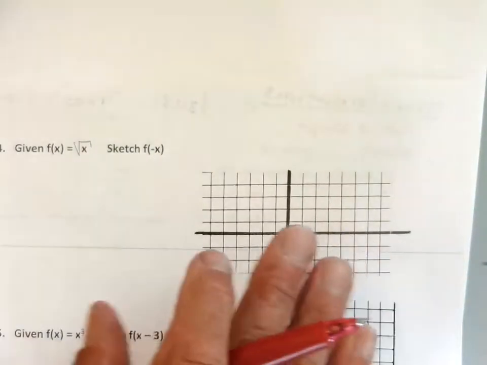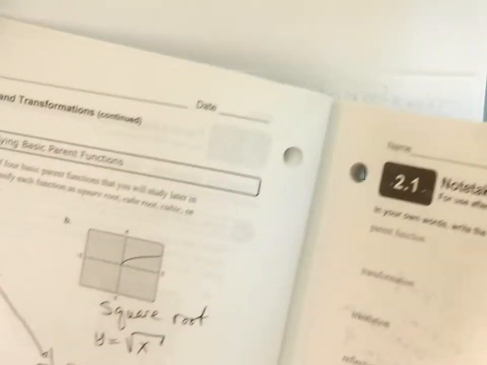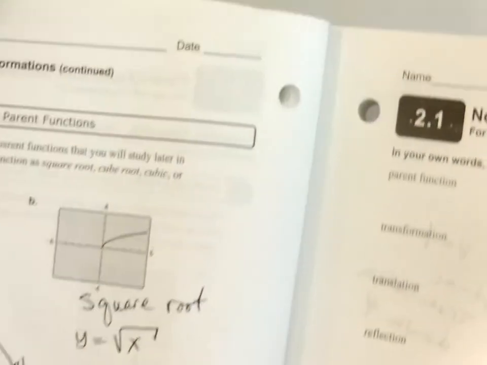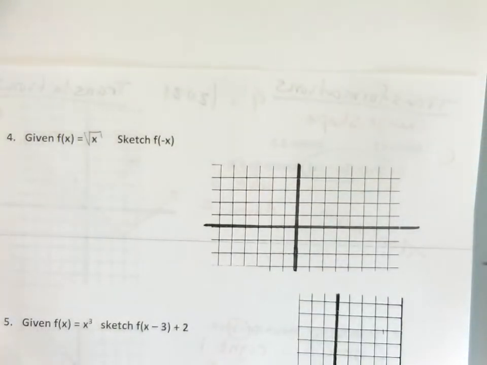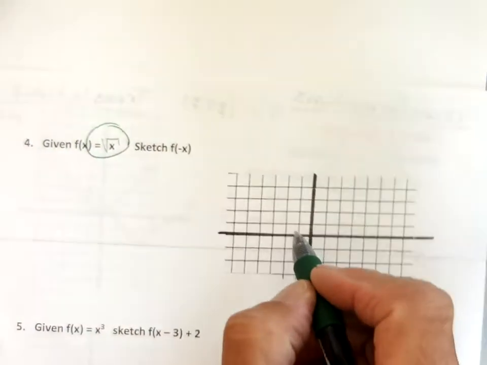Okay, square root of x. Well, let's take a look. I think that's in our notes also. Yeah, there's our square root of x. It's going to look like that. Okay, so let's do that. Let's do our parent function first, okay?